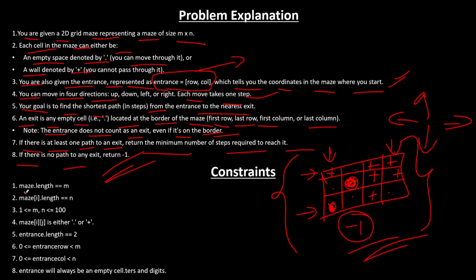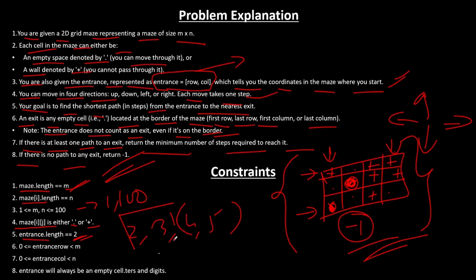The constraints: the number of rows of the maze would be m, and the number of columns will be n. m and n will be from 1 to 100, not more than that. And maze[i][j] is either a dot or a plus. entrance.length will be equal to 2, because it will be like 2 comma 3 or 4 comma 5, whatever. Entrance row could be from 0 to m, and entrance column could be from 0 to n. Okay, that makes sense. Entrance will always be an empty cell. So I hope you understood the problem explanation and constraints.